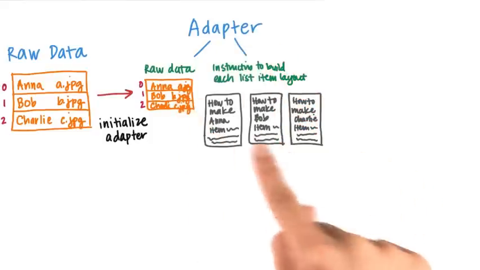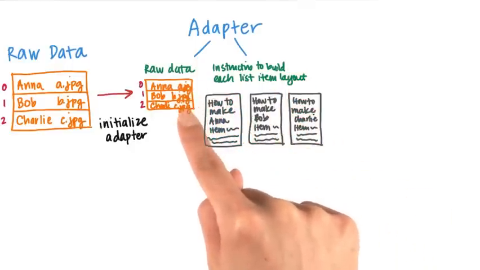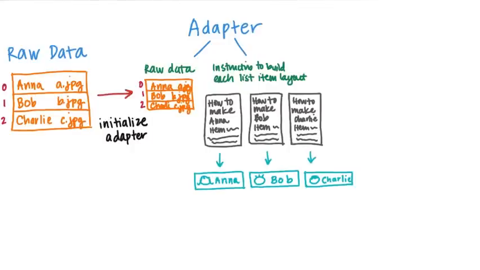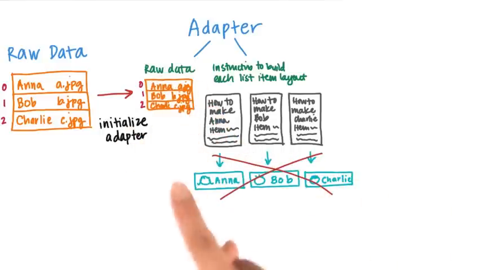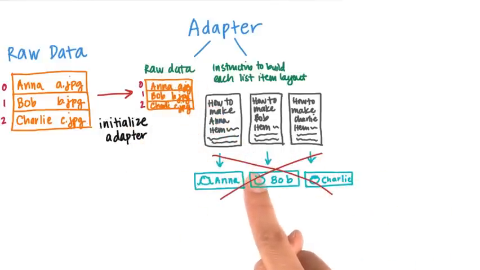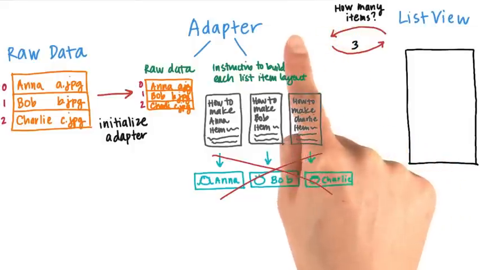The adapter also knows how to build a list item layout for each of these data items. So it could go ahead and create the layouts for them. But we don't need to create the views yet until the list view requests that it needs them. For example, if you had hundreds of contacts here, you wouldn't want hundreds of layouts sitting around that aren't being used. Then when you bind the adapter to the list view, it will ask how many items are actually in the dataset.